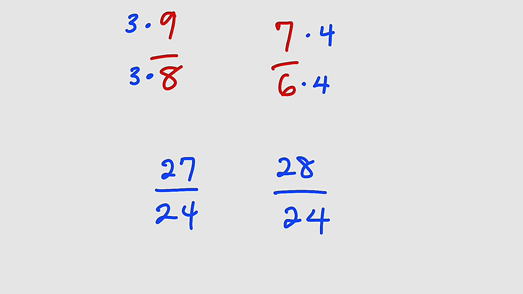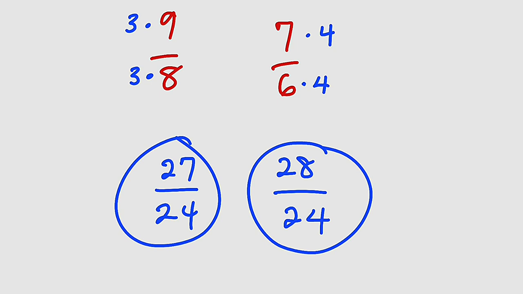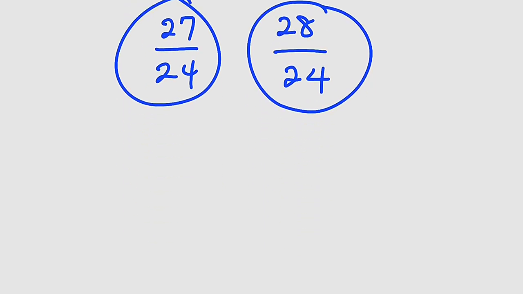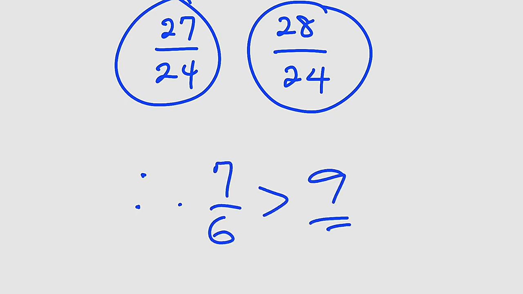And I told you, whenever you have two or more fractions with equal denominators, that fraction with the highest or greater numerator is said to be the greatest. So this is greater than this, which is equivalent to 7/6 greater than 9/8, right? Therefore, 7/6 is greater than 9/8. And these are the 3 methods.